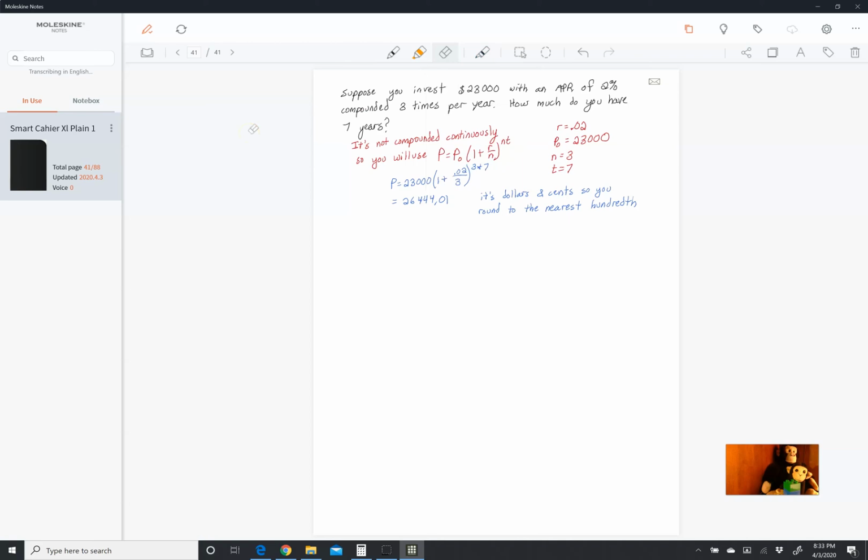Let's take another one. Suppose you invest $8,000 with an APR of 0.5%, compounded continuously. So notice you don't have an N here. You want to know how much you have after 10 years.